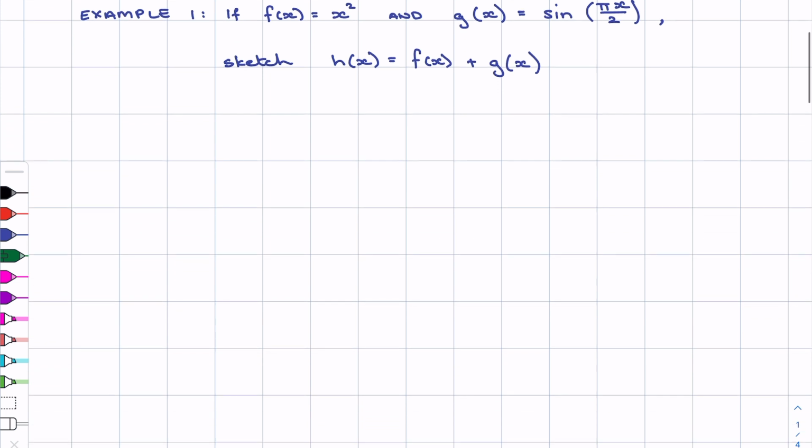All right, so we're going to have a look at 2 examples. This is the first one, and it states this: if f(x) equals x squared and g(x) equals sine of (pi x on 2), sketch h(x) equals f(x) plus g(x). So my first step is to write it as a single function.